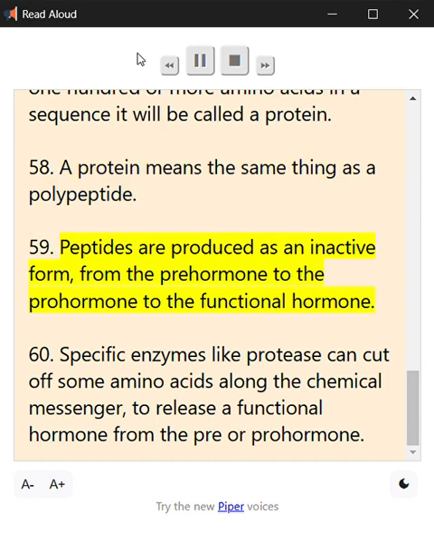59. Peptides are produced as an inactive form, from the prehormone to the prohormone to the functional hormone. 60. Specific enzymes like protease can cut off some amino acids along the chemical messenger to release a functional hormone from the pre or prohormone.